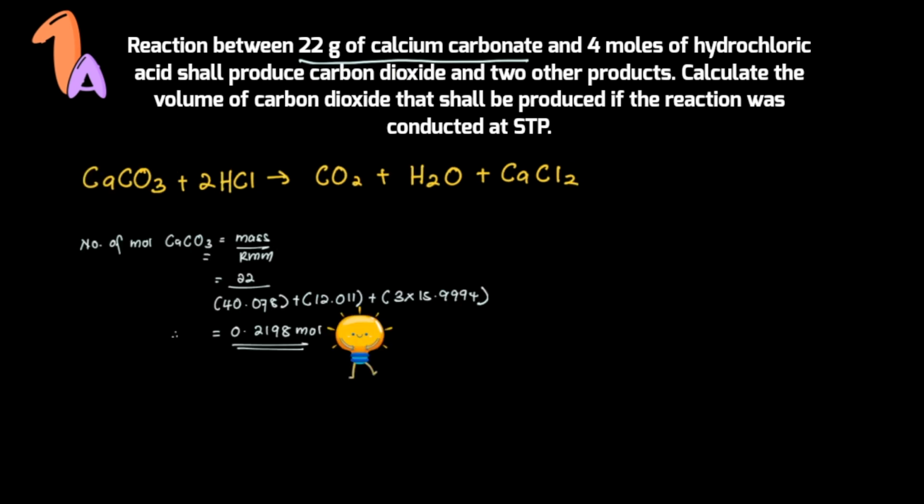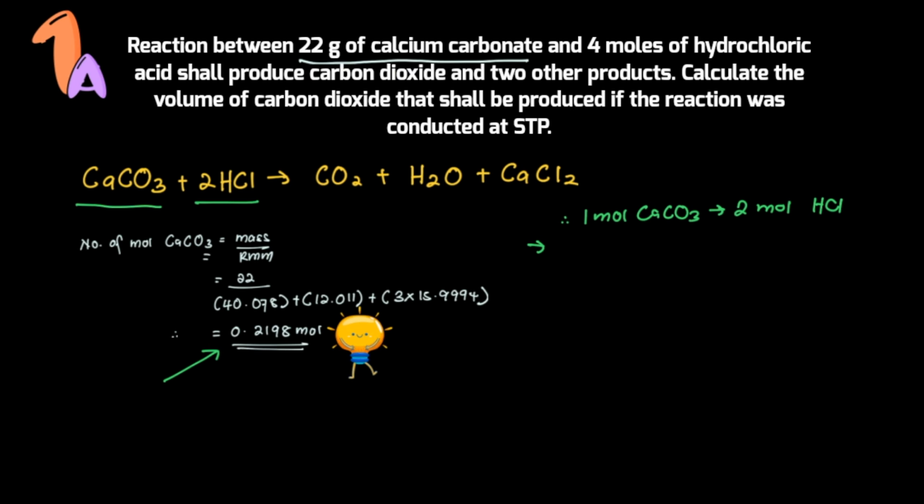From the equation, we can know that 1 mole of CaCO3 will need 2 mole of HCl. So from the calculation, we have this much of CaCO3. So 1 mole of CaCO3 shall need 2 mole of HCl.